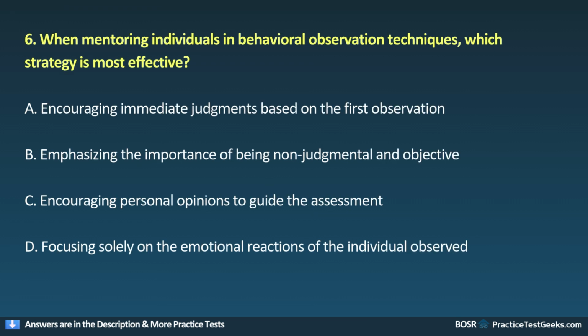6. When mentoring individuals in behavioral observation techniques, which strategy is most effective? A. Encouraging immediate judgments based on the first observation. B. Emphasizing the importance of being non-judgmental and objective. C. Encouraging personal opinions to guide the assessment. D. Focusing solely on the emotional reactions of the individual observed.